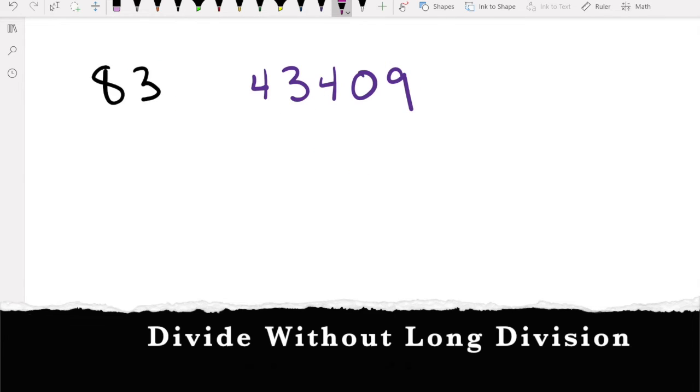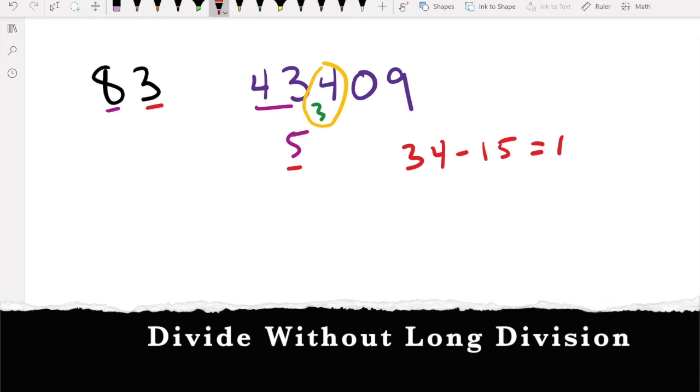Let's try 43,409 divided by 83. So just like before, you're going to be dividing by the 8 here. So the 8 goes into 43. It goes in there evenly 5 times and has a remainder of 3. And then this becomes the number 34, and you're going to subtract that by 3 times 5. So in your head, you can do, or on the side, 34 minus 15, which equals 19, and that is your number up here to divide by next.